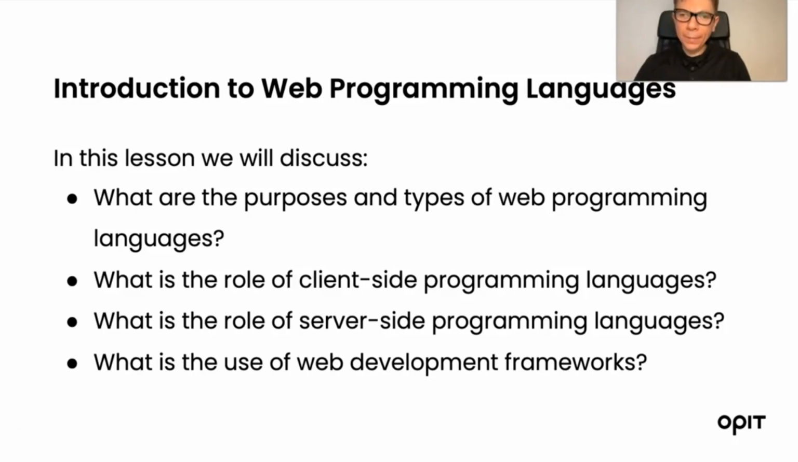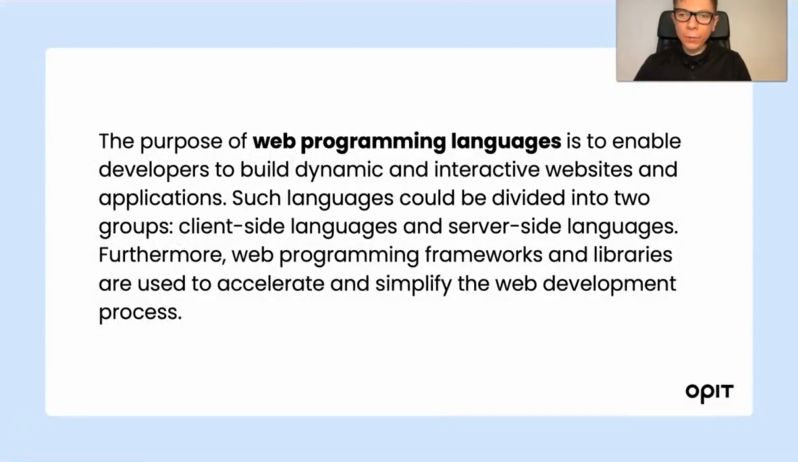So as a result of this lesson, you will have an overview of what are the available technologies in web development. So let's start with the purpose of web programming languages, which is to enable developers to build dynamic and interactive websites and applications. Such languages could be divided into two groups: client-side languages and server-side languages. Client-side languages are those which are executed on the client side, which means that they are executed in the web browser. And server-side languages are executed, interpreted by the server.